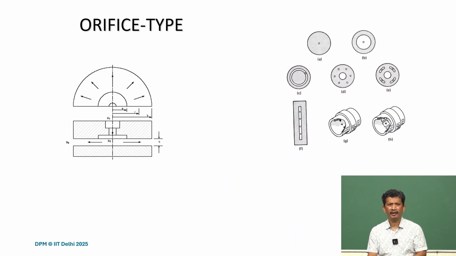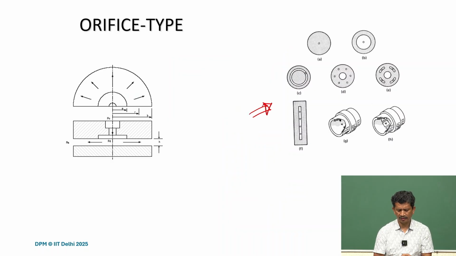So, orifice type is very common, and what you see here are different kinds of orifices. This one is just a single orifice at the center, and that is the bearing surface. Pressurized air will come through that center hole and then come out of that bearing surface. In B, there is a central pocket. So it first comes to the pocket and then it will come through the bearing surface.